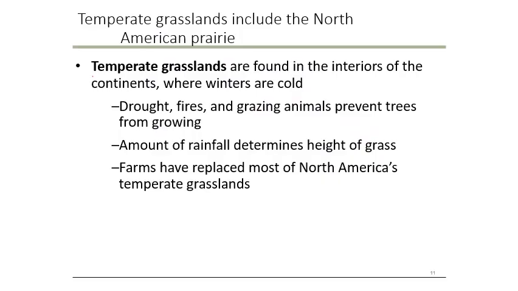Temperate grasslands, this is where we are. So this is the Midwest, where the winters are cold and the summers can get pretty hot. So here we do see a lot of droughts, some fires, but a lot of grazing animals because this is a lot of grassland. Amount of rainfall is kind of interesting, but it makes sense. Amount of rainfall determines the height of grass. But unfortunately, farms have replaced a lot of this native grassland, and as a result, a lot of the animal species living here.